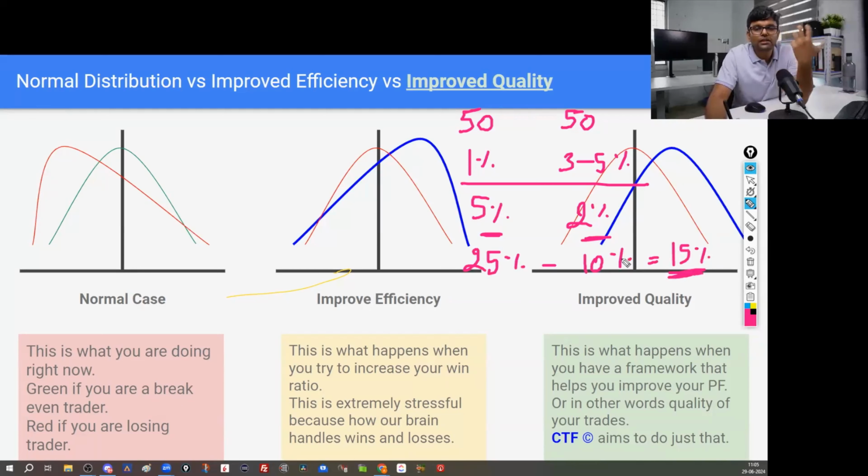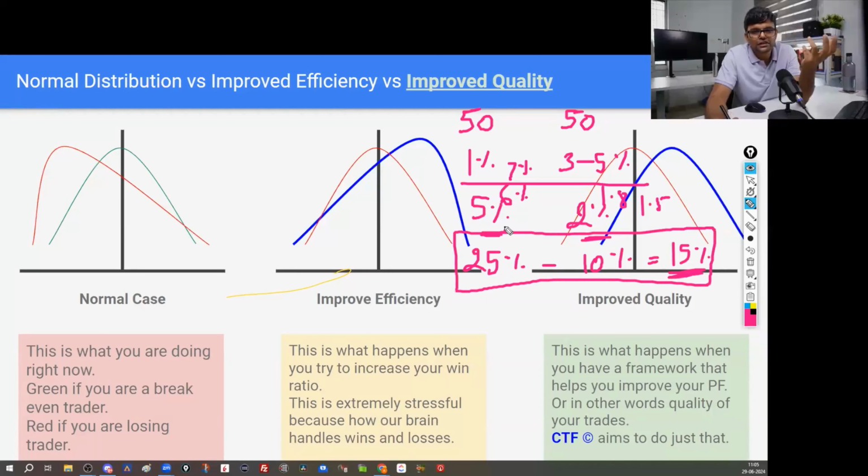Month over month, this will get accumulated. This 5 will become 6, 6 will become 7, this 2 will become 1.8, 1.5, never going to 0, but it will reduce, it will increase. This is also not going to go to 100%. There will be a cap. And that will give you your real confidence equation in your trading framework.